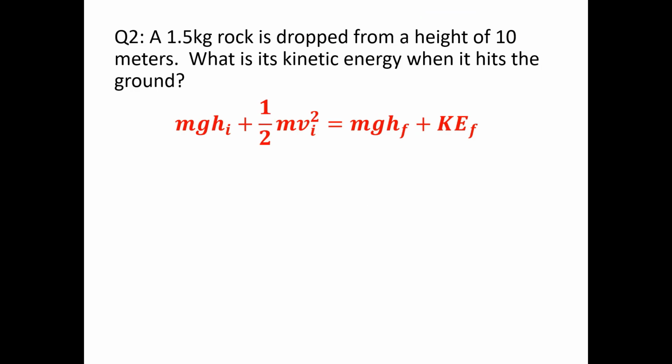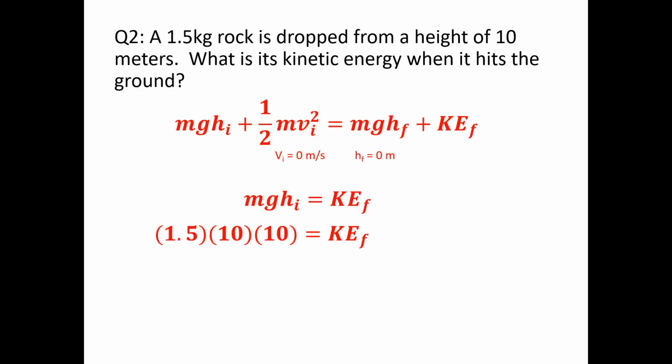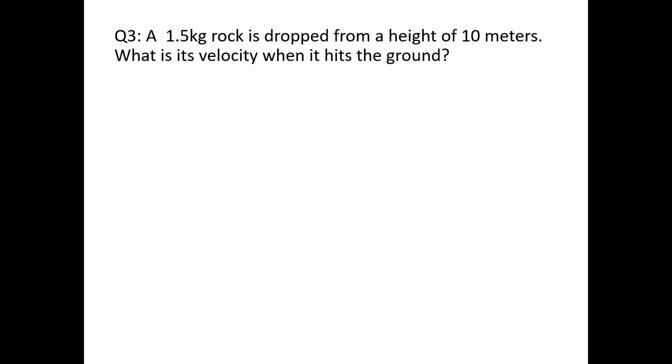Rock is dropped from a height of 10 meters with kinetic energy, so we have the initial height, we got that. We got this equation down here because of the zeros that we had for the beginning and the end for the velocity and the height, and then we just plug in the values from there. We have a height, we have a mass, we have an acceleration due to gravity. Once we solve for what the potential energy was initially, we know that's all going to be kinetic energy, which is what the question is asking you for at the end. It's going to be 150 joules.